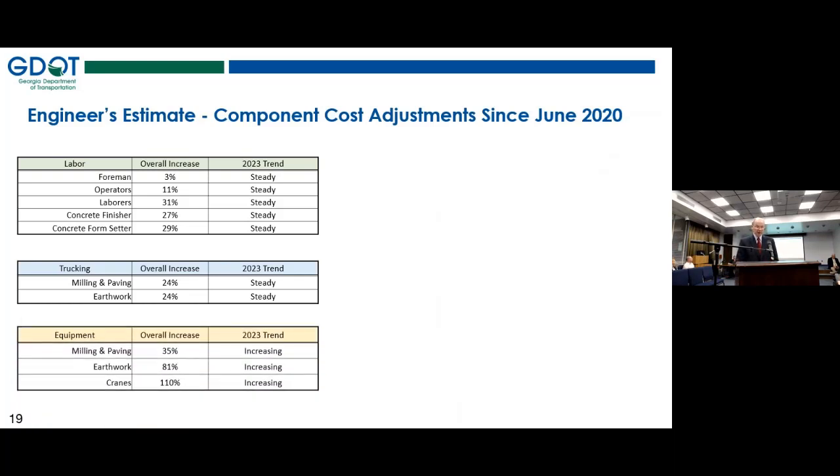The next item is equipment. This would be equipment not including trucking. So you can see milling and paving operations once again. You can see earthworks, a substantial increase. So we're talking about excavators, bulldozers, compactors, that type of equipment. And then cranes, a huge increase. As you can see, 110%. We've increased our estimates since 2020.